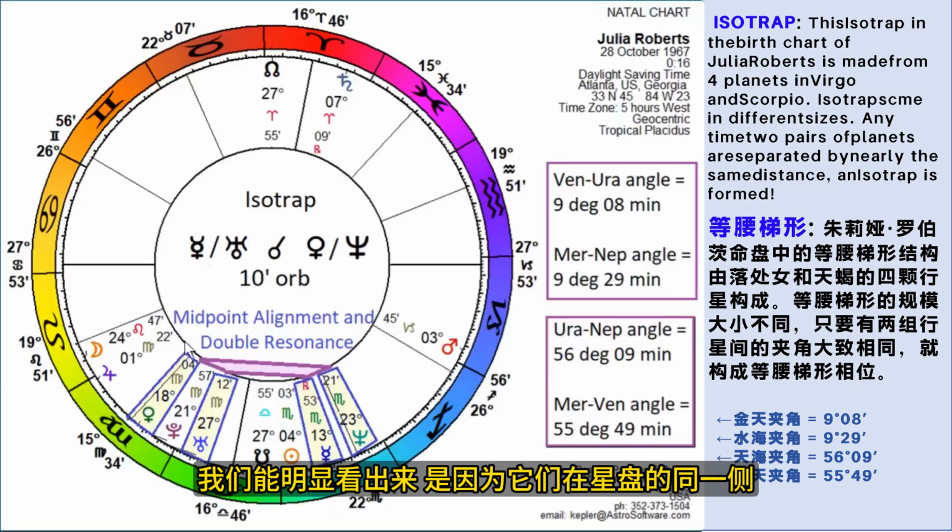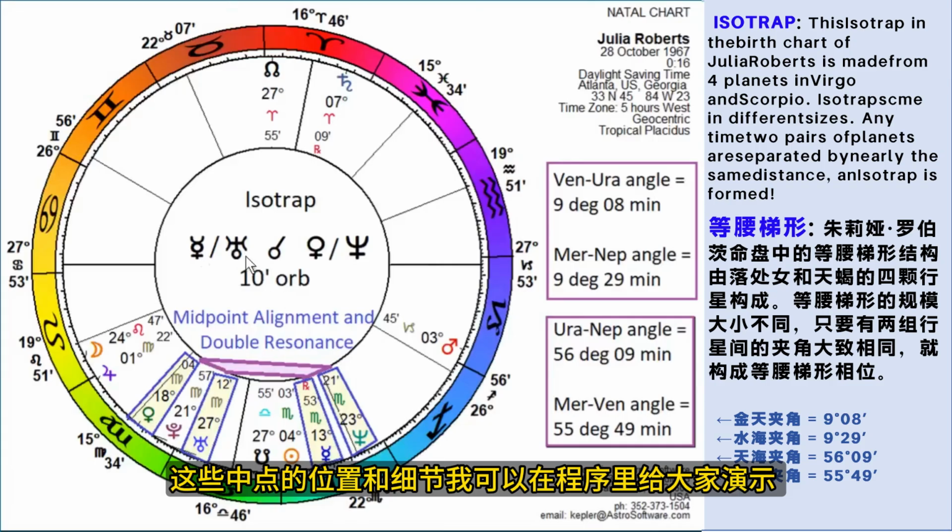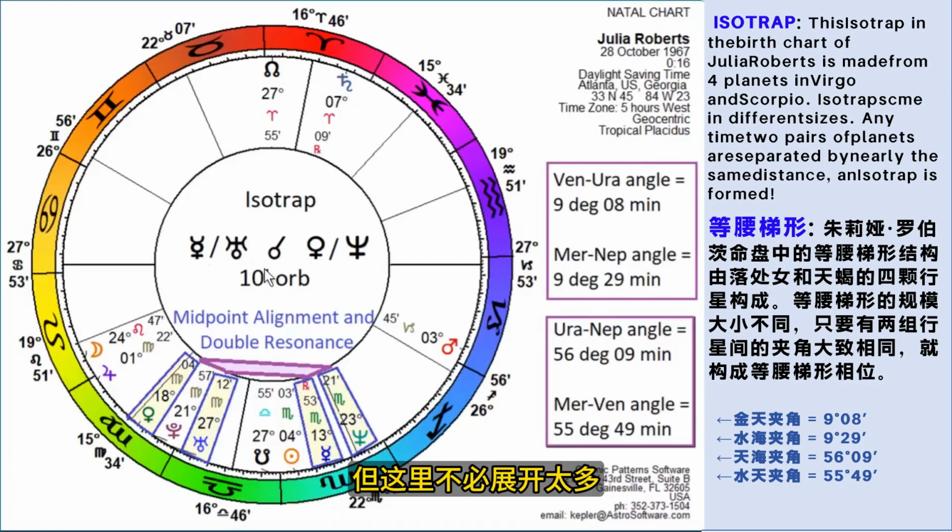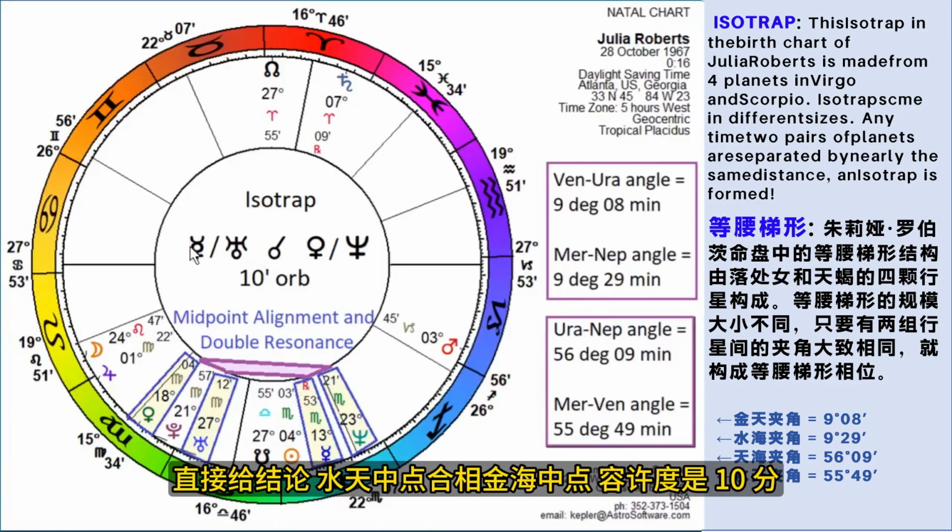We can see that they would be conjunct because all this is together on one side of the chart. I could show you in the program where they are, but we don't need to prove every little thing here. You can take my word for it. The orb for the Mercury-Uranus midpoint conjunct the Venus-Neptune midpoint is 10 minutes.